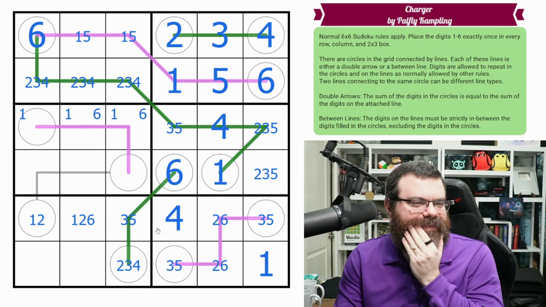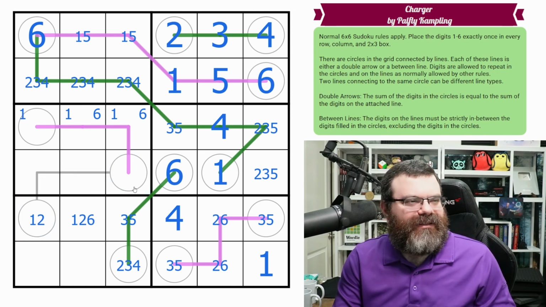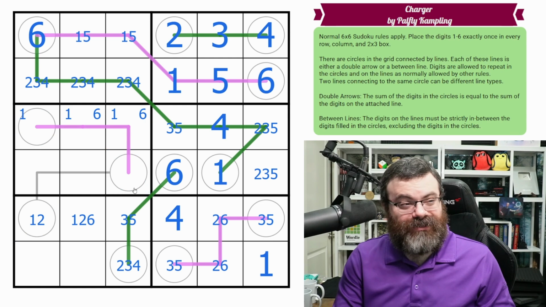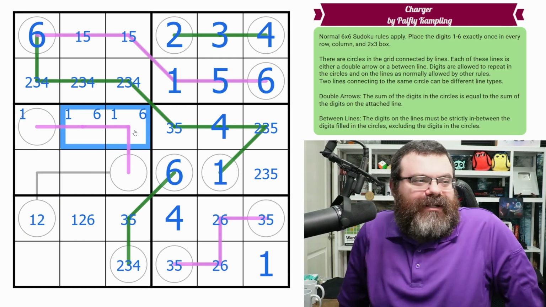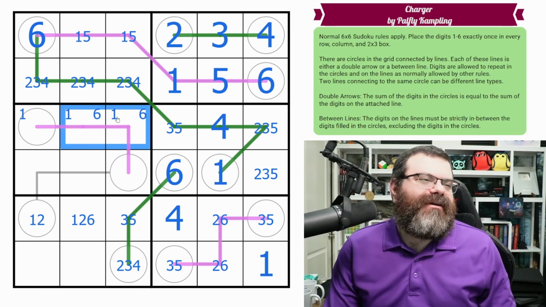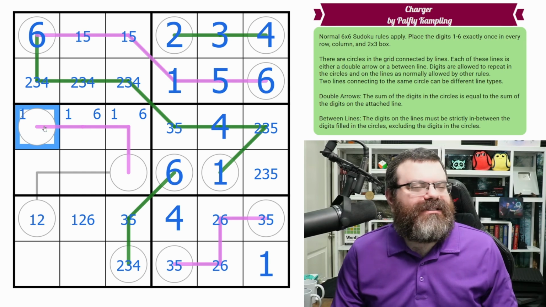What do I do now? It's got to be this line then. It's the only one I haven't thought about. Or I haven't thought about the double arrow much. I know there's a 6 on here. So if there's a 6 on here, can I use the 1 here? No, it doesn't seem possible.